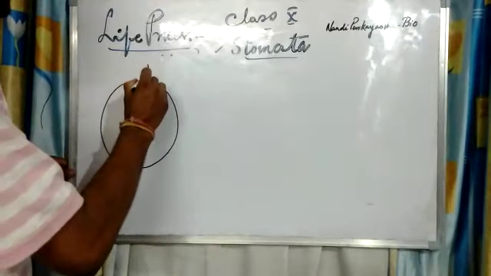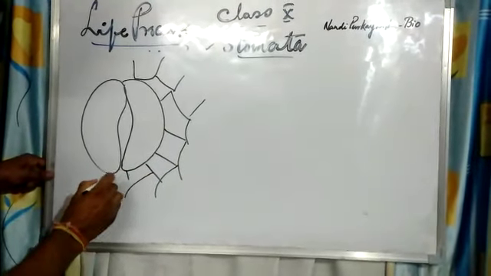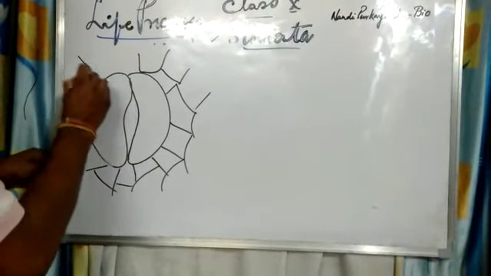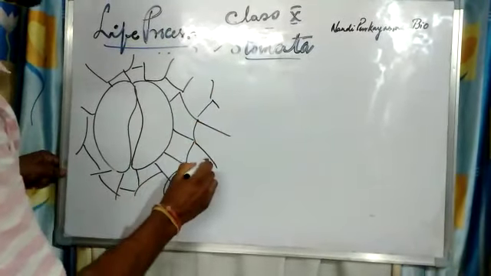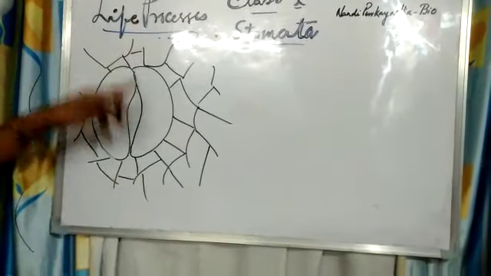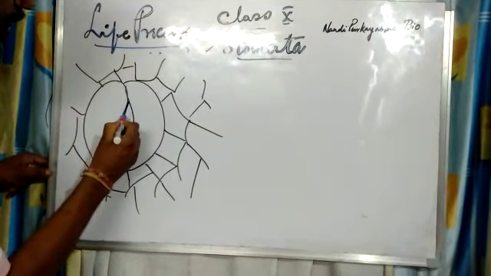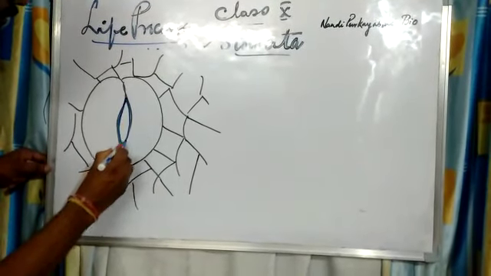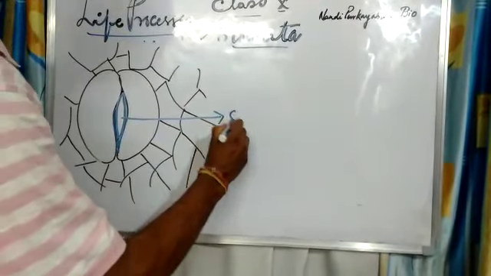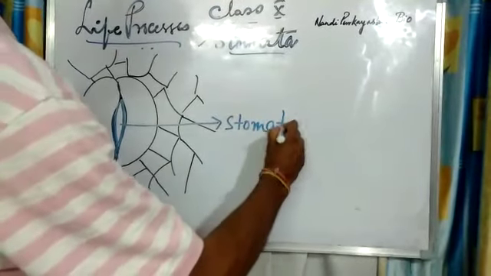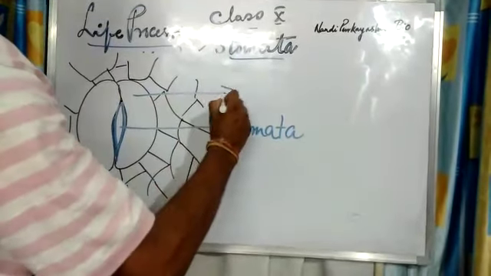Now I am labeling all the names one by one. So you are finding a number of names here. First, this is the stomata. I will show you with the help of blue color. Can you see? I have given blue color here. This one is the stomata. Surrounding the stomata are two guard cells. These two are called the guard cells.